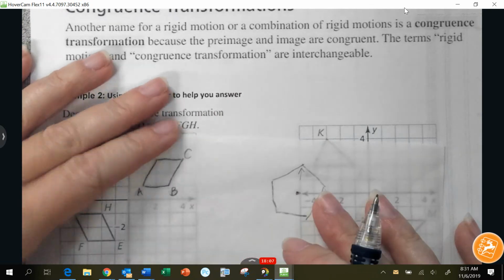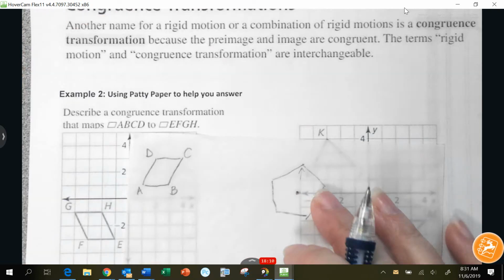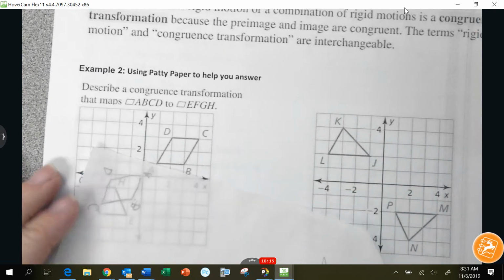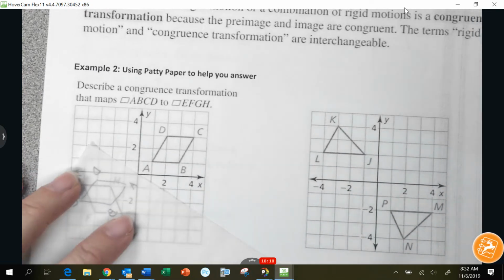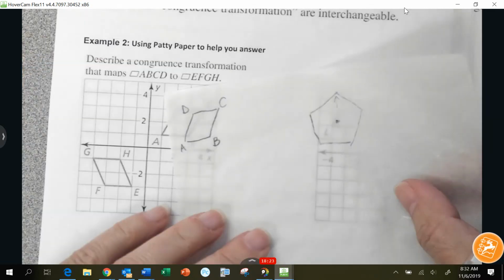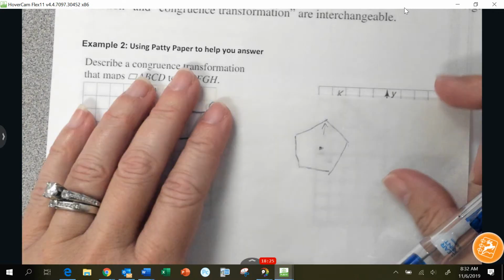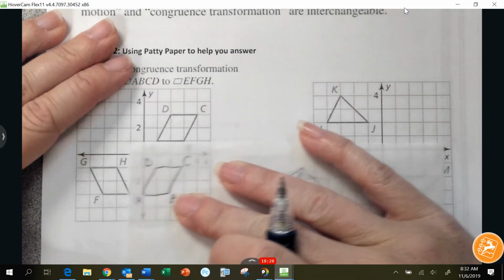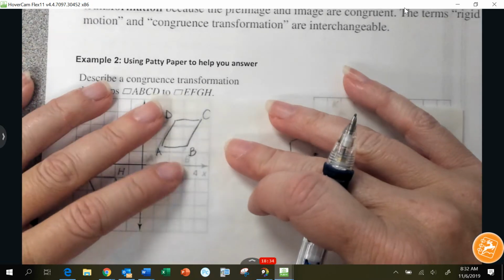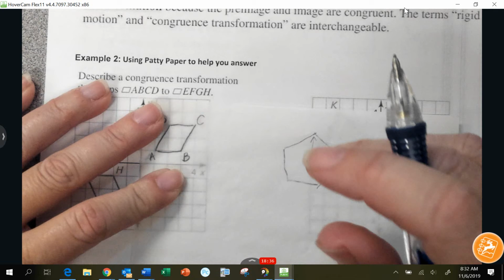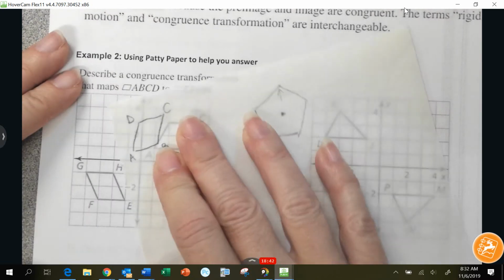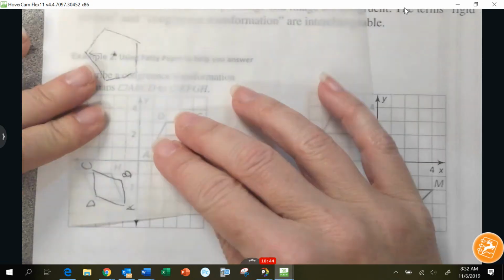Okay, then we have to describe a transformation. So, could it be a reflection? To do a reflection, you have to turn the paper over. Is that going to work? No, it doesn't look like it. Okay, could we do a translation? Could we take this and slide it and have it match up? So I've X-nayed 2 of them. What should I try? Rotation. So if I rotate this around, will it match?